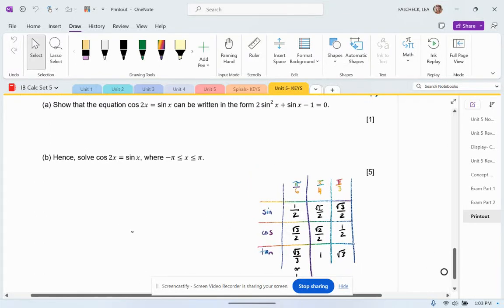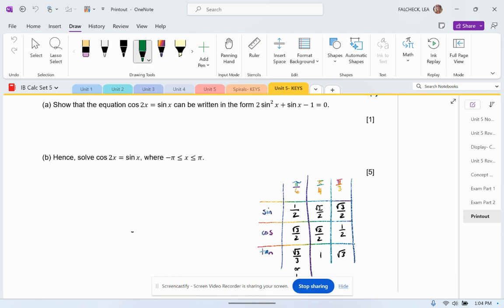All right, so letter A says, show that the equation cosine of 2x equals sine x can be written in the form 2 sine squared x plus sine x minus 1 equals 0. So we're working with this quantity right now, and we're rewriting it as an equivalent quantity over here. So I have a cosine of 2x. That's going to be a double angle formula. I'm going to want to find the double angle formula rewrite that introduces a sine squared x, since it is not in the original and it's in the one where I need to rewrite it.